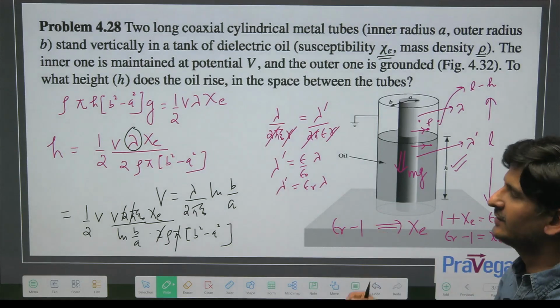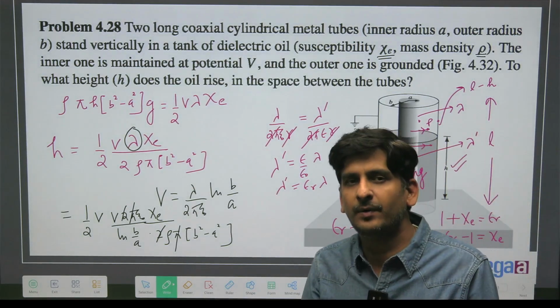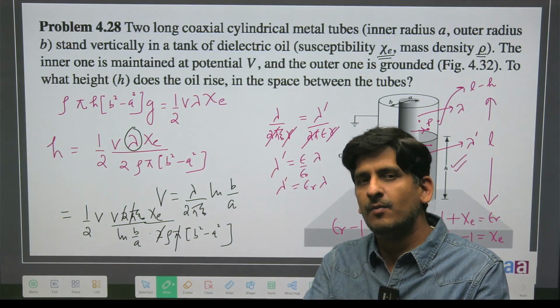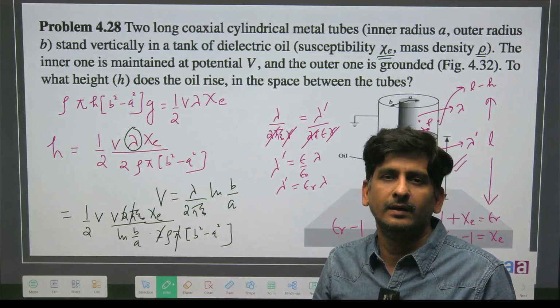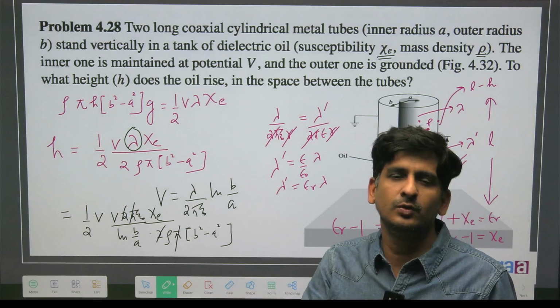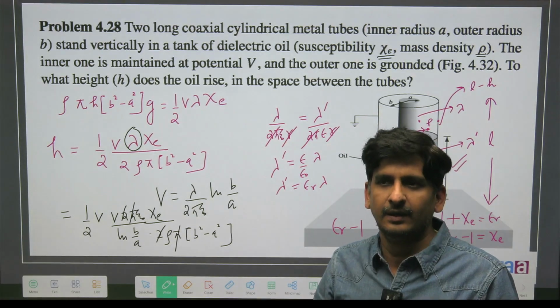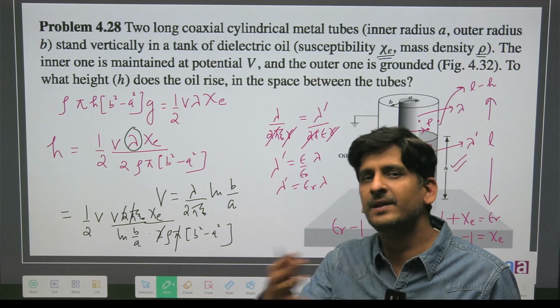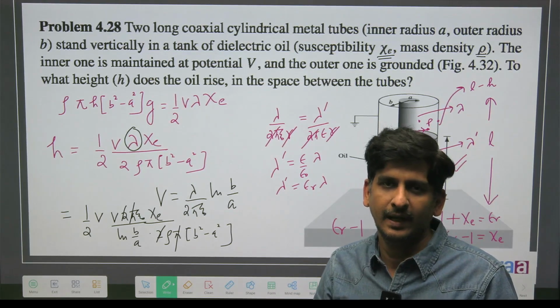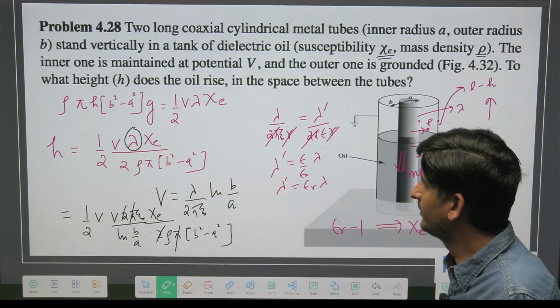So this is a very nice question in which the concept of the dielectric moving from a low dielectric medium to a high dielectric medium, and a high dielectric medium to a low dielectric medium, and you can read further from Griffiths for more details.